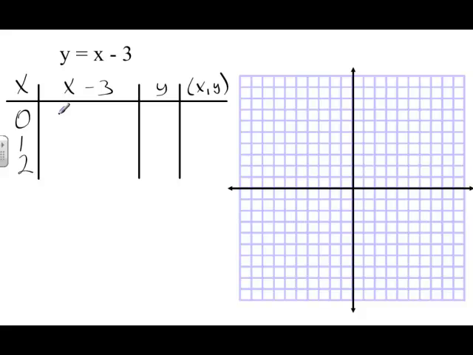So I have basically 0 minus 3. Then I'm going to have 1 minus 3. And then 2 minus 3. If it helps you, go ahead and remember to do your same change switch if you want, like we did when solving equations. So that's going to be negative 3. That's going to be negative 2. That's going to be negative 1.